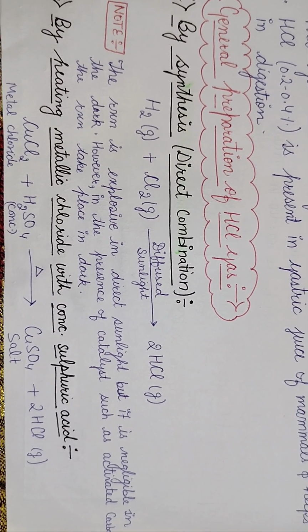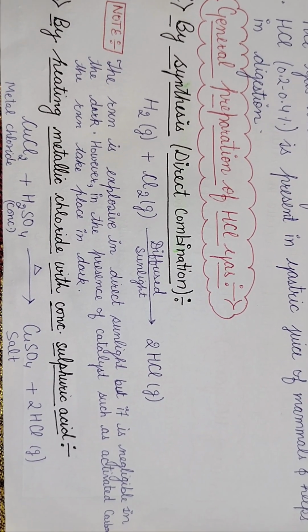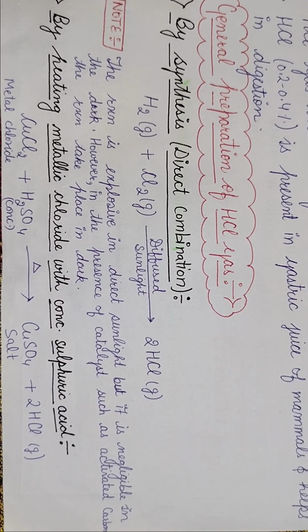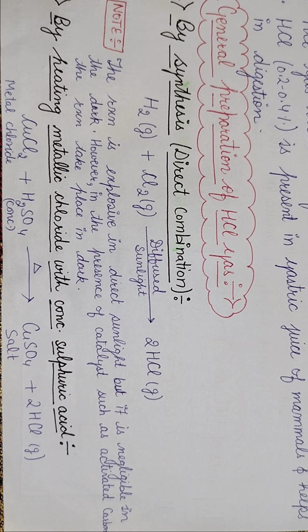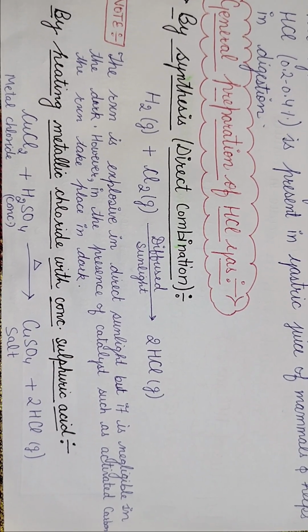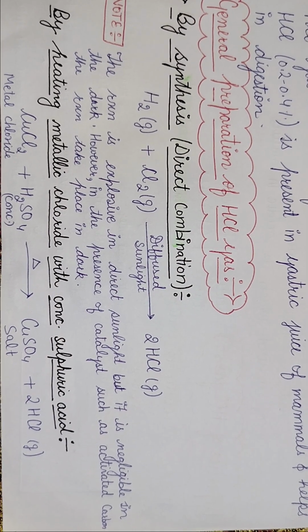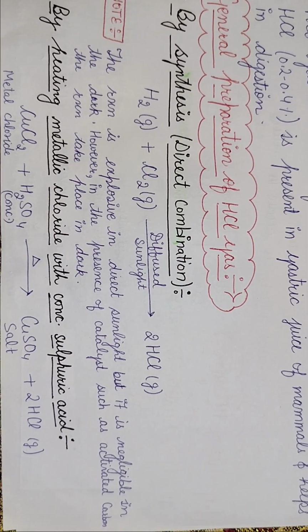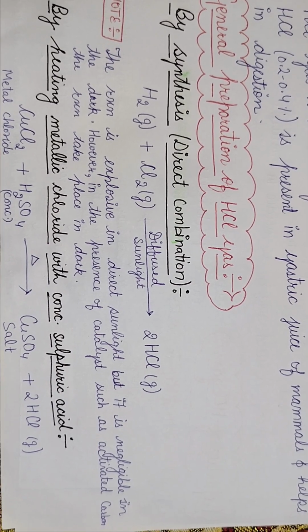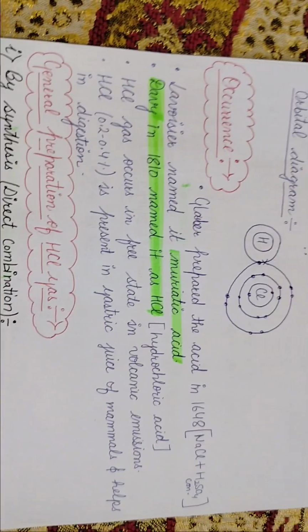The second one is by heating a metallic chloride with concentrated H2SO4, or sulfuric acid. Which means we are reacting the metal chloride with concentrated H2SO4 and giving it proper heat. So here is the formation of a salt plus the HCl gas that we need.